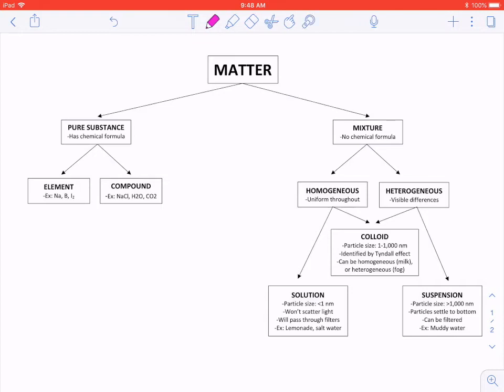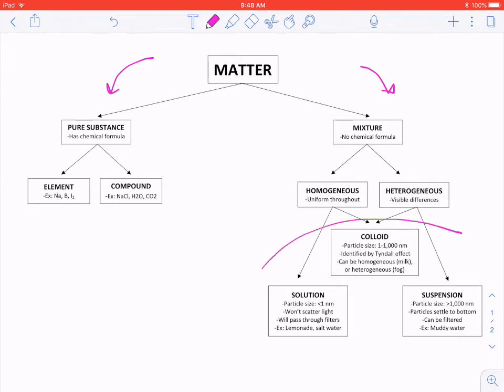Hi everyone. As we continue our study of matter, we once again find ourselves checking out our matter flowchart. So you hopefully can start to see that this is a really valuable resource for you to use. We've already talked about pure substances over here on the left-hand side. We've already talked about different types of mixtures, and now we're going to take that study a little bit deeper.